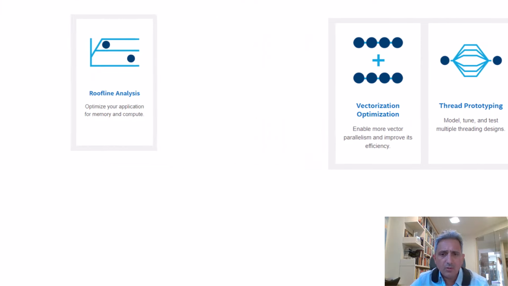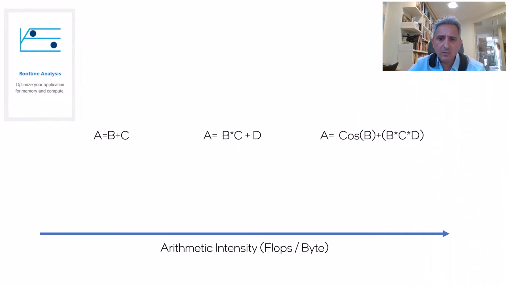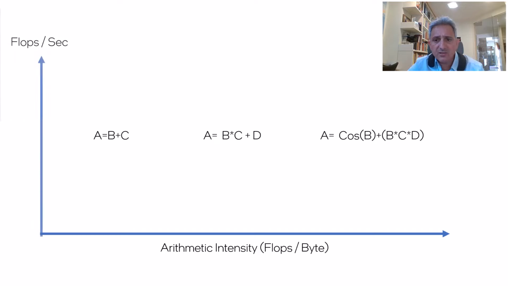So your code has many functions, loops. Each has a different arithmetic intensity. A function that adds B and C into A is less complex and takes fewer operations than calculating the cosine of B and multiplying it by B and C or something. This is measured basically by the number of operations per byte of data, the x-axis. Now, each of these functions has a compute intensity, but how fast can they run? And this could be measured by flops per second, which is the y-axis.